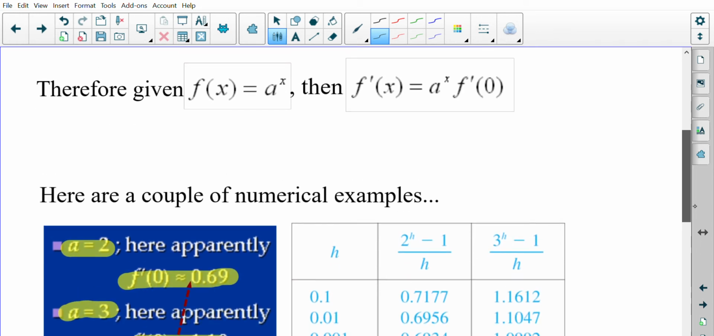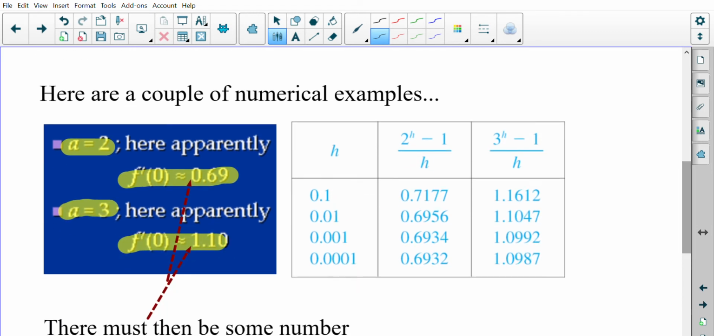Well, if you were to look at a couple of numerical examples, suppose we did base 2. This time, if you put 2 to the h minus 1 over h, and you make h become closer and closer to 0, you get closer and closer to 0.69. If I pick 3 and use 3 as my base, you can see some calculations as I make the h value get closer and closer to 0. You can see that I'm getting about 1.09, 1.1 roughly.